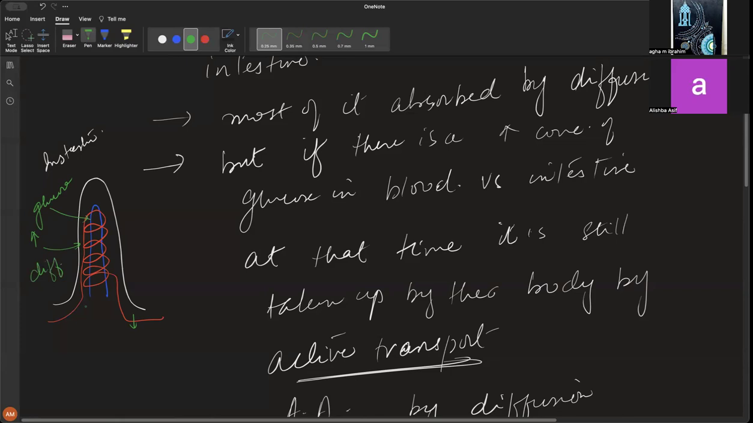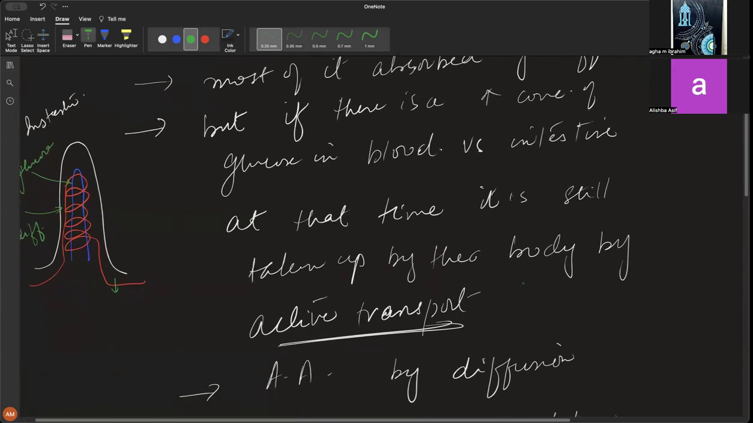But sometimes there is a high amount of glucose in the blood. At that time, the glucose is absorbed by active transport as well. So you have to keep in mind, you're definitely going to get a question on how glucose is absorbed from the small intestine into the blood. For that, the answer is by active transport, by the use of energy.